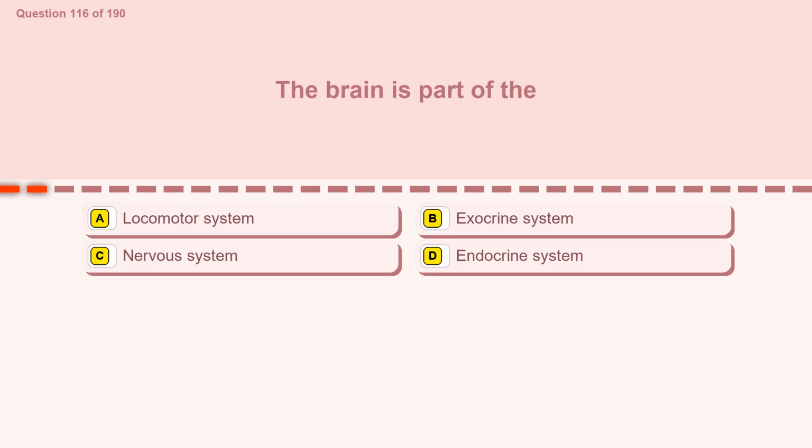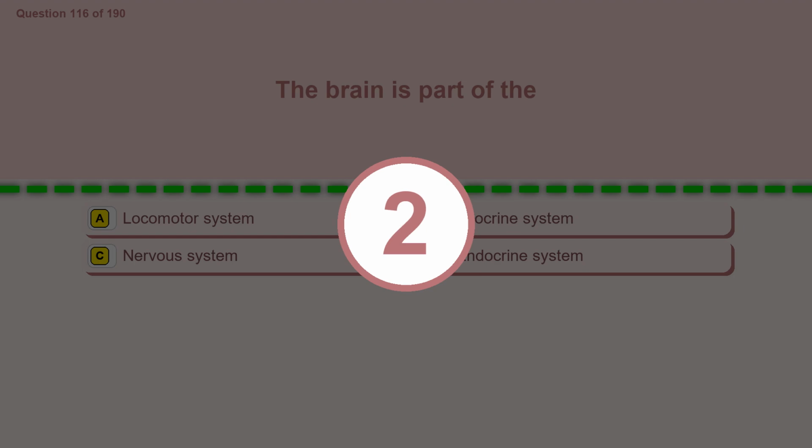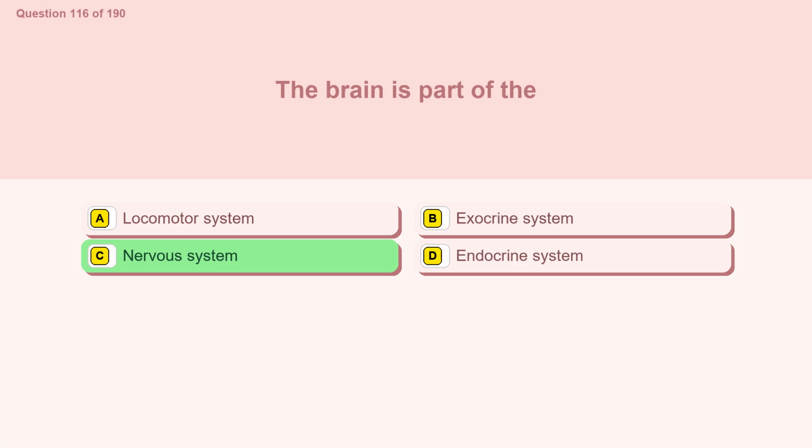Question 116. The brain is part of the: option A, locomotor system. Option B, exocrine system. Option C, nervous system. Option D, endocrine system. The correct answer is option C, nervous system.